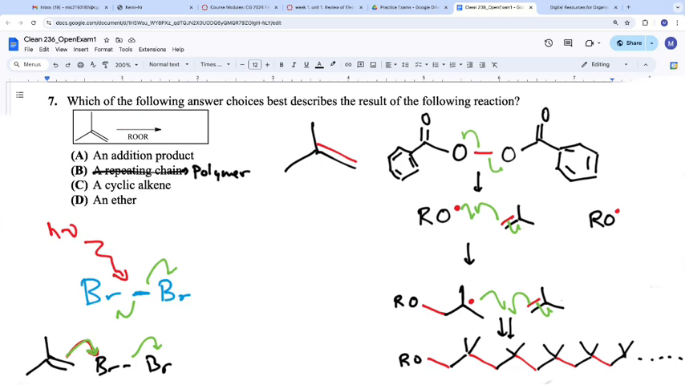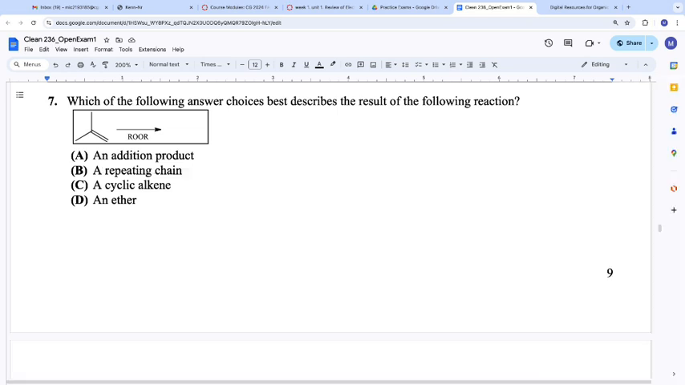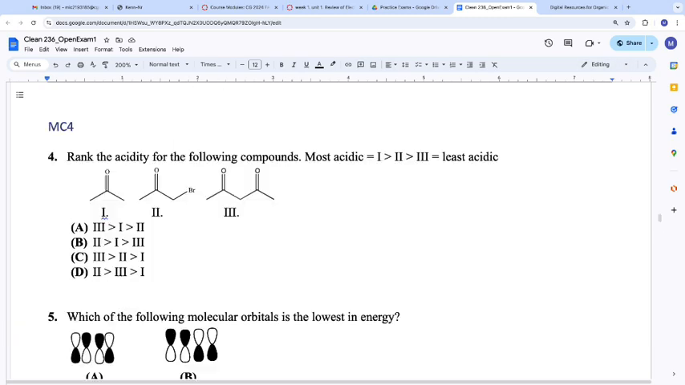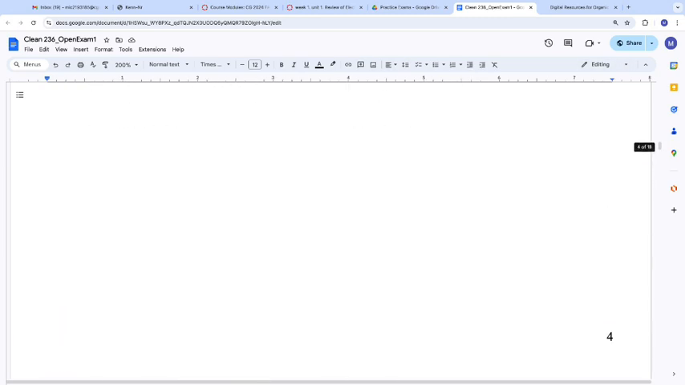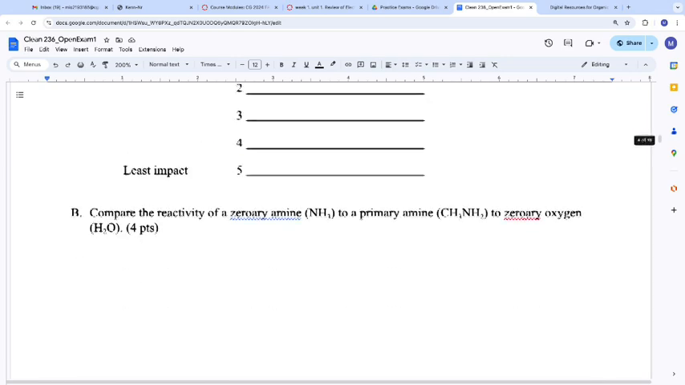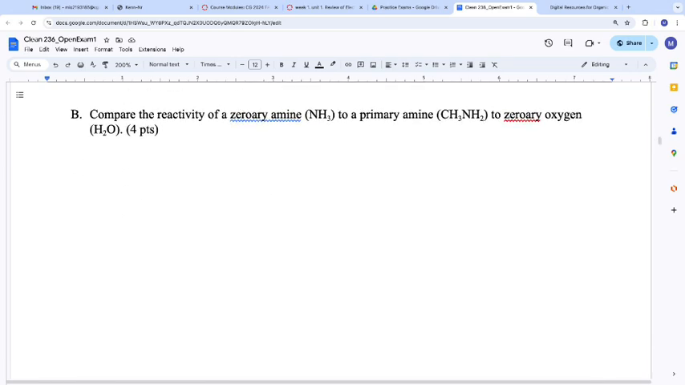Kind of, sort of? Okay. Questions? What's next? Okay. We're going to switch this up. Compare the reactivity of, what do I want to do?